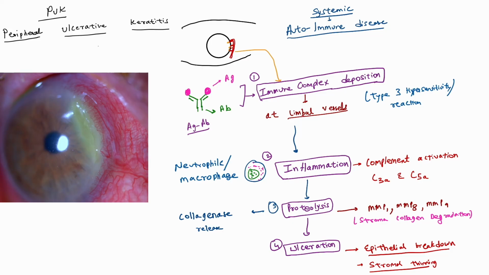Second, when the stroma gets degenerated, the epithelium starts to break down. There is formation of ulcer and stromal thinning. And if the patient is untreated, it will lead to corneal perforation.